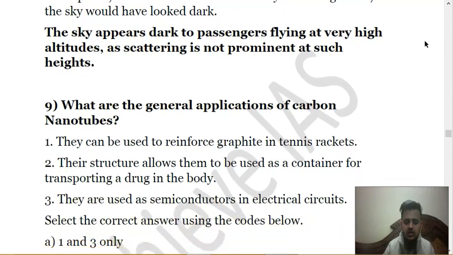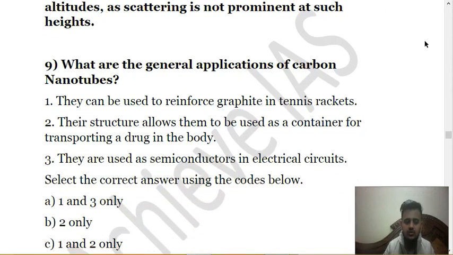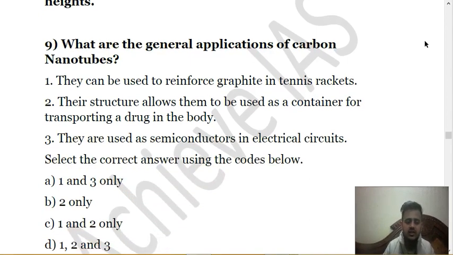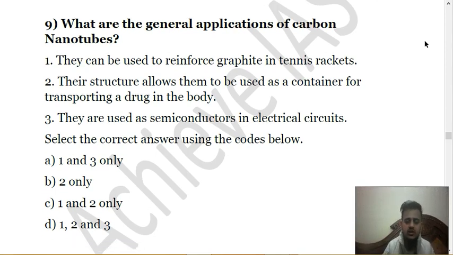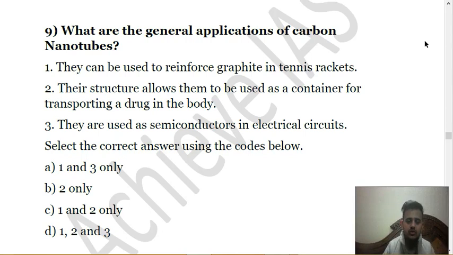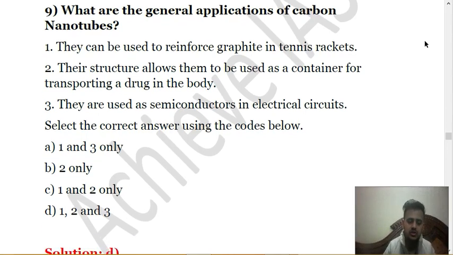The ninth question is: what are the general applications of carbon nanotubes? First, they can be used to reinforce graphite in tennis rackets. Second, their structure allows them to be used as a container for transporting a drug in the body. Third, they are used as semiconductors in electric circuits. So friends, let me tell you that its properties are so good that it can be used in all of these purposes. So the answer is D.